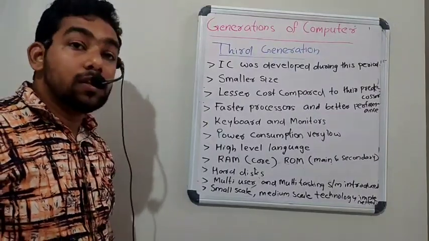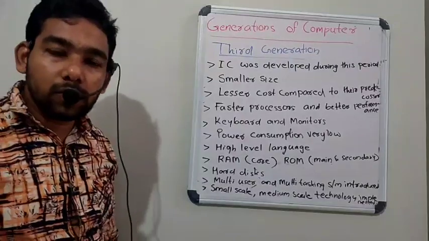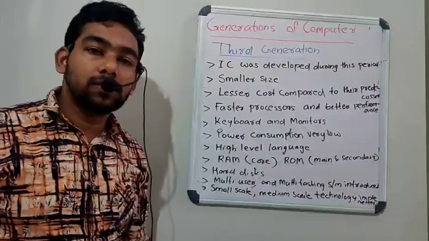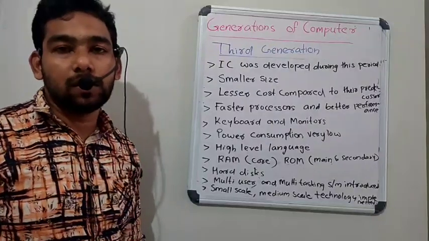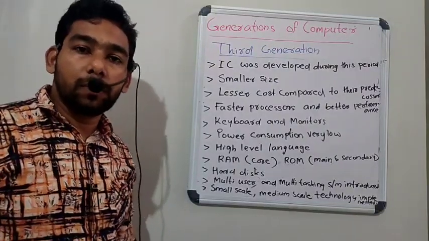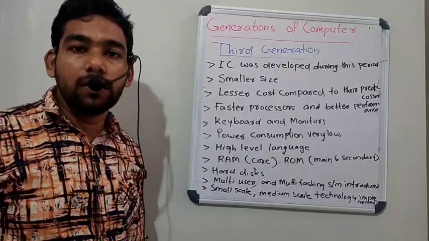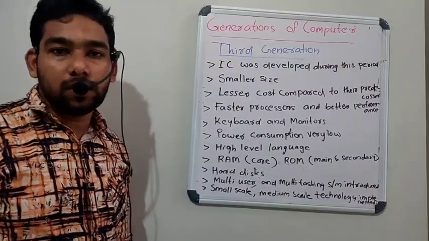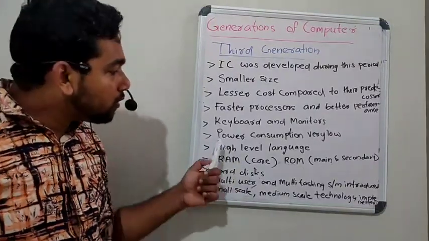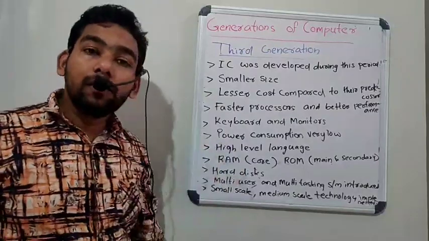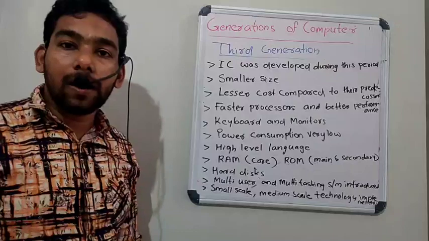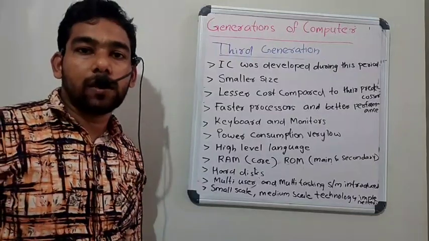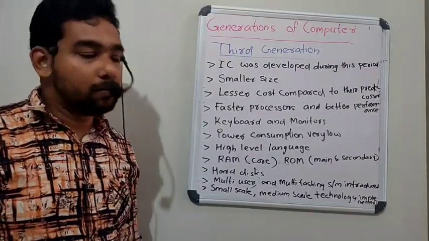And also in the third generation computers, high level languages are used for programming. The first and second generation computers used machine level language, as we already discussed. So in the third generation computer, high level languages are used for programming. Examples of high level languages are Fortran, C, etc.